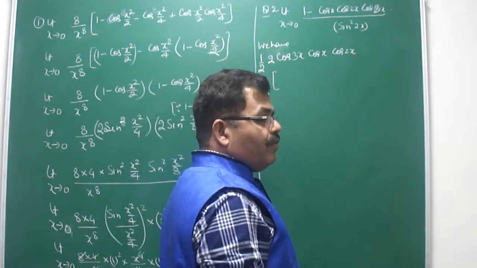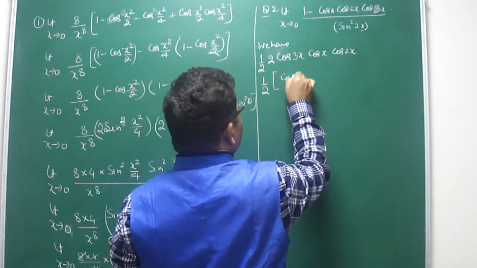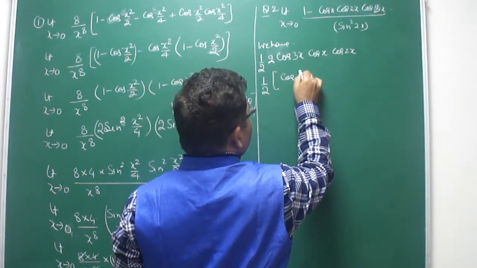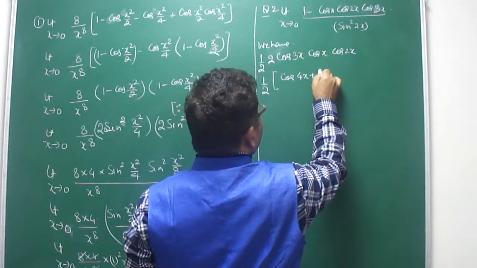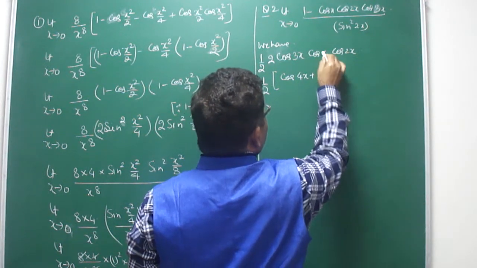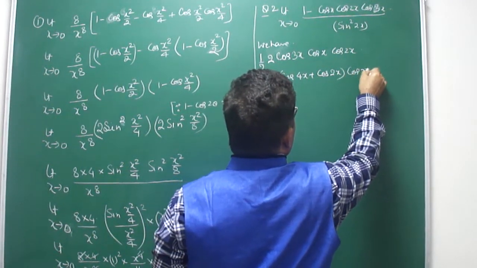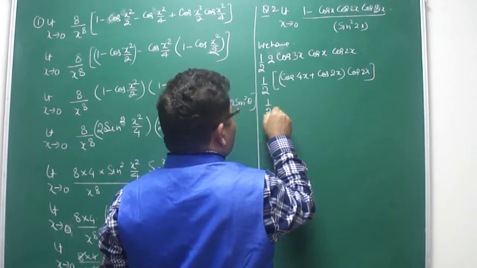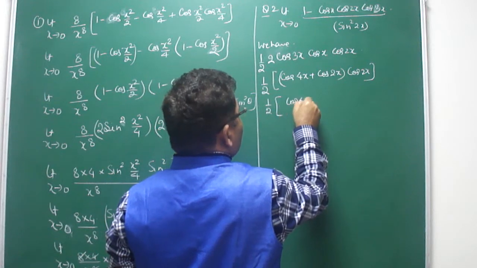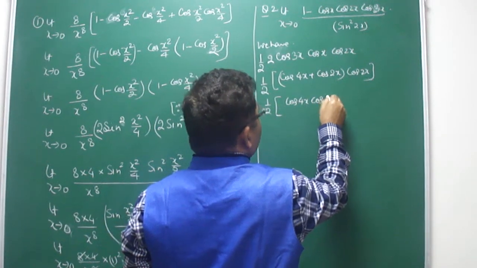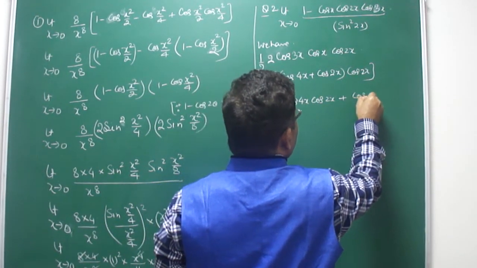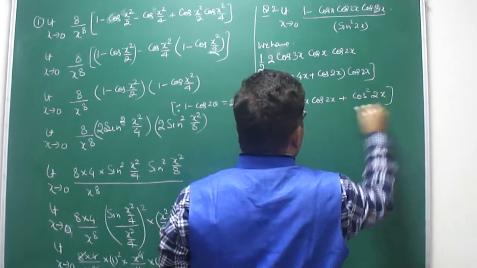Everyone knows the formula: 2 cos A cos B is cos(A plus B), that is 3x plus x, 4x, plus cos(A minus B), that is 3x minus x, cos 2x. And cos 2x is there again. So I can write 1 by 2 cos 4x into cos 2x plus cos square 2x, right?